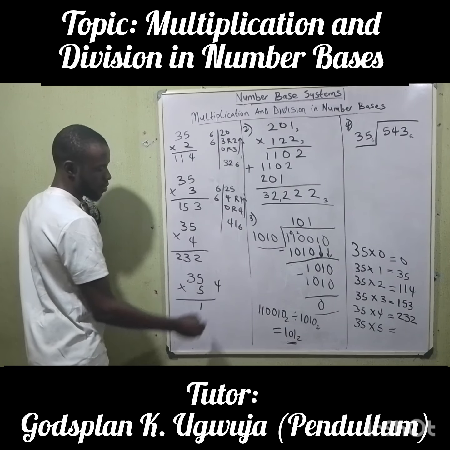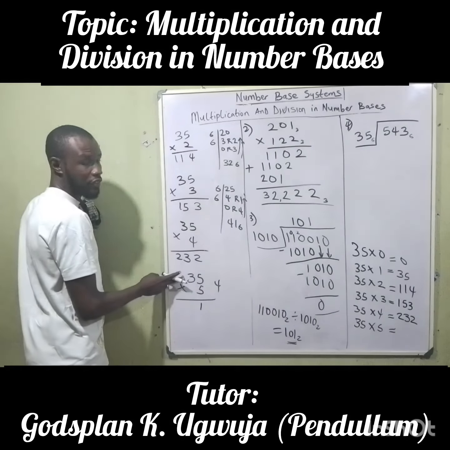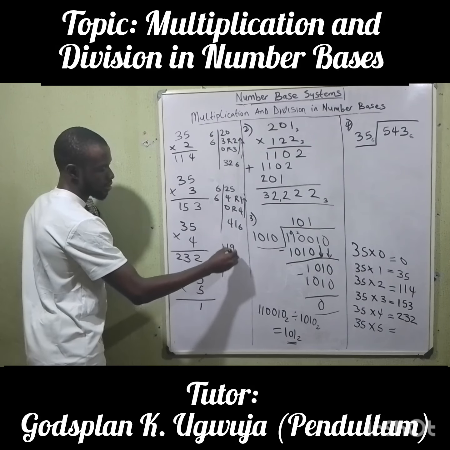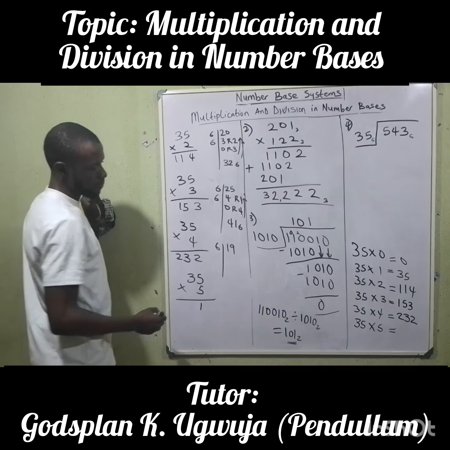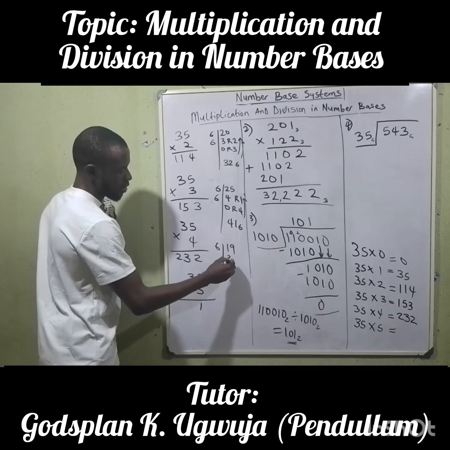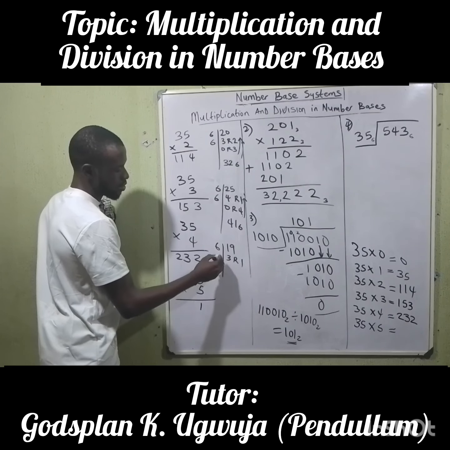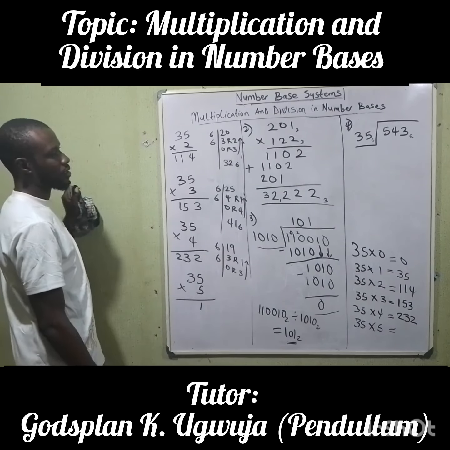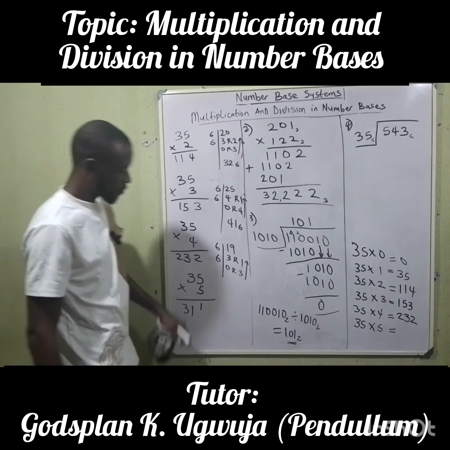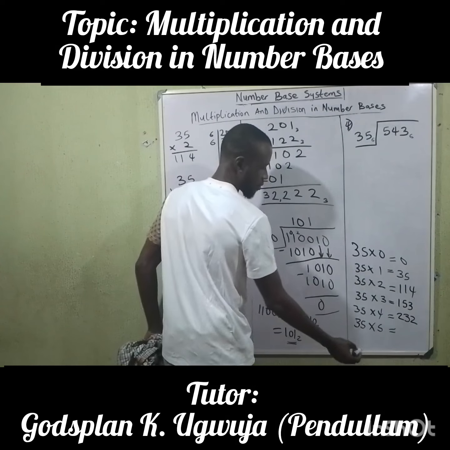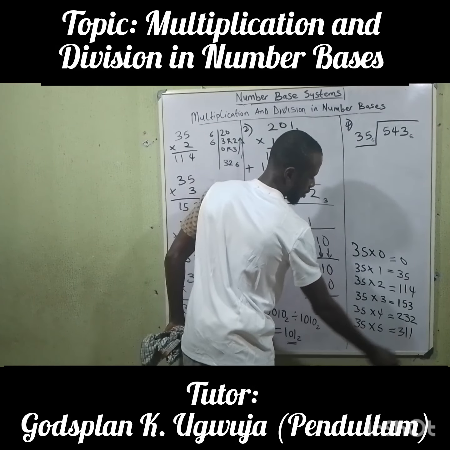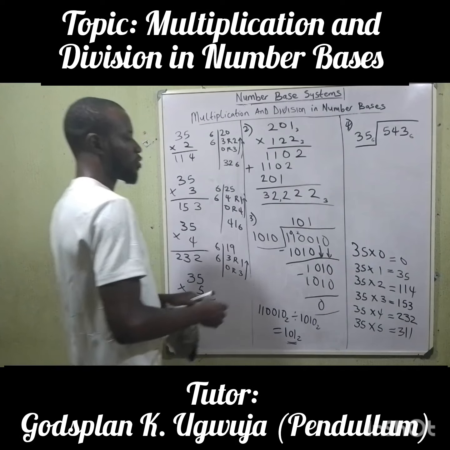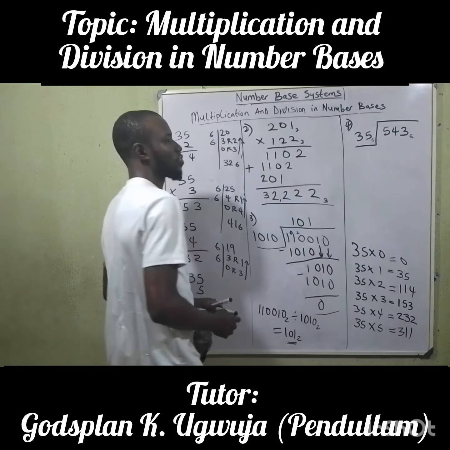I'll write down 1, keep 4. 5 times 3 is 15 plus 4, 19. So we're going to convert 19 to base 6. This is 3 remainder 1, 0 remainder 3. So that is 31. Okay. So this gives me 3, 1, 1. Okay, so now that I have completed my multiplication table, I'll use this to do this division.